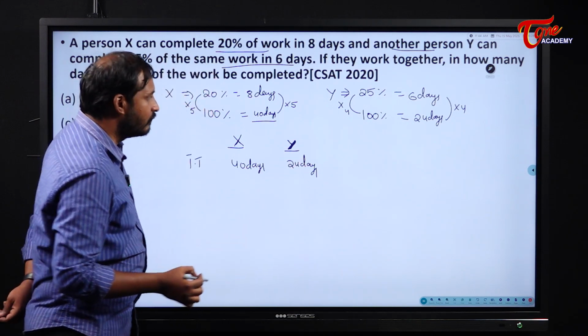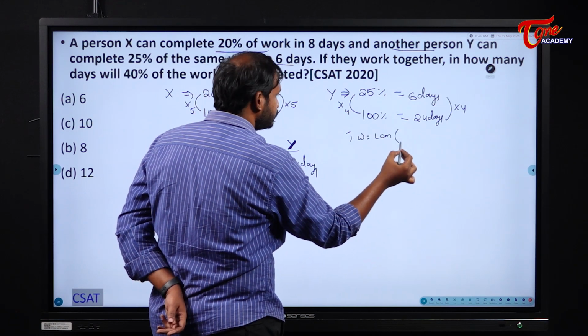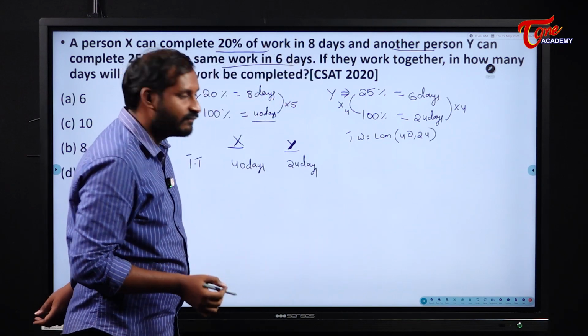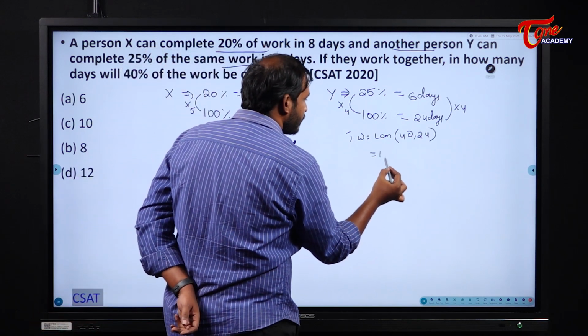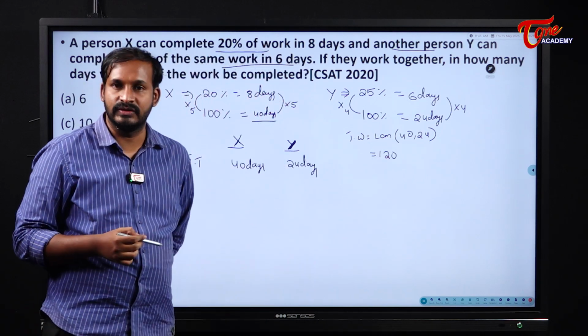Now, what is the total work in this case? Total work will be the LCM of 40 and 24. What is the LCM of 40 and 24, students? 120. Go with the multiples of 40: 40, 80 and 120. Yes, 120 is divisible by 24.